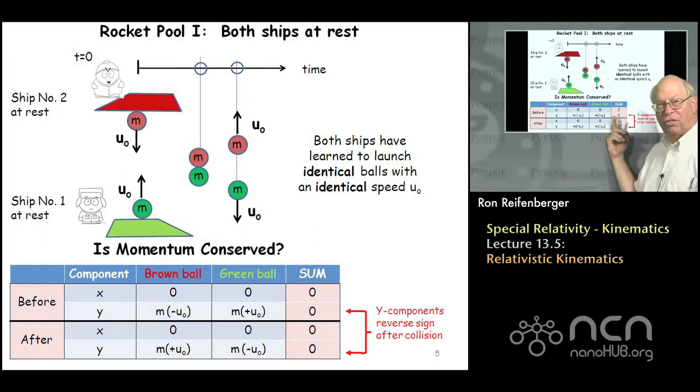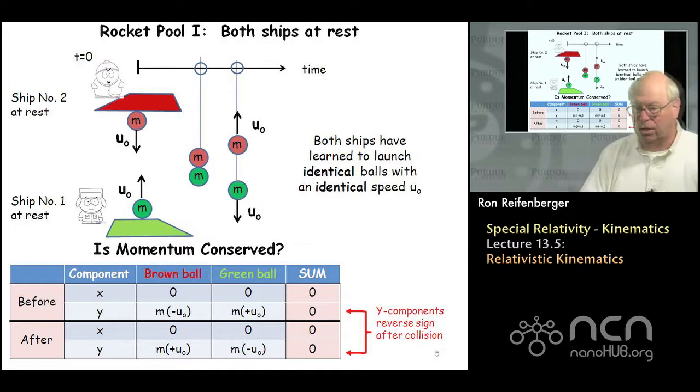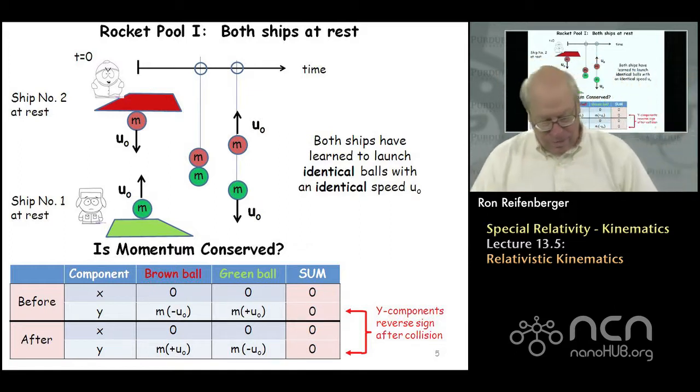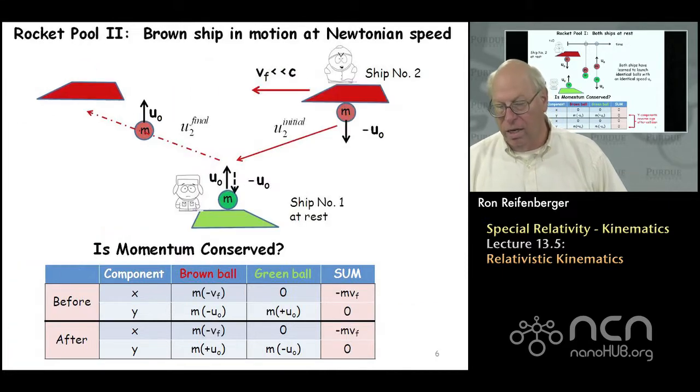Momentums in the y direction before the collision sum to 0. The momentums in the y direction after the collision sum to 0. This quantity is equal to this quantity, so momentum is conserved, right? So that's the first example. That's the simplest example that you can imagine.